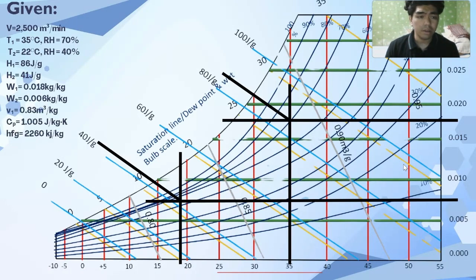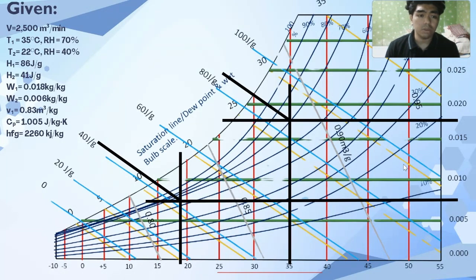So these are the given. Volumetric flow rate, which is equivalent to 2,500 cubic meters per minute. T1 equals 35 degrees Celsius with an RH of 70%. T2 equals 22 degrees Celsius with a relative humidity of 40%. H1 is equal to 86. H2 is equal to 41. W1 is equal to 0.018. W2 is equal to 0.006.